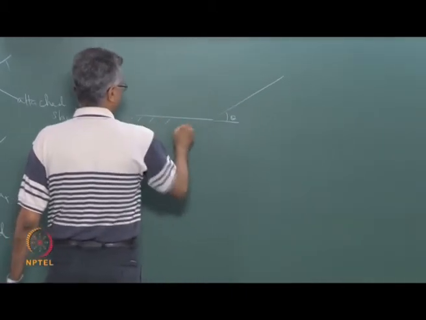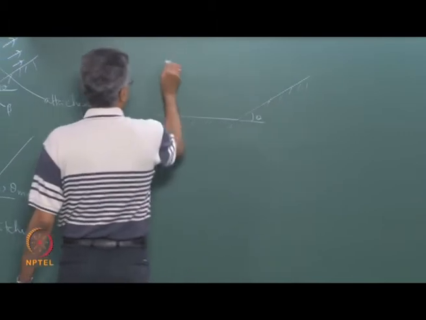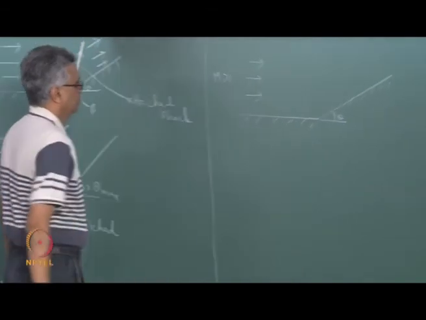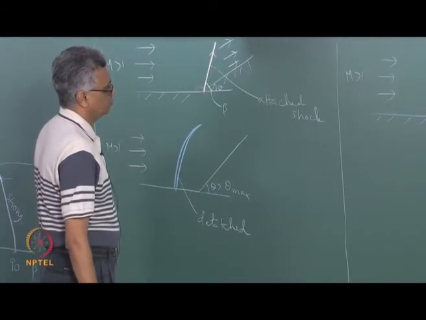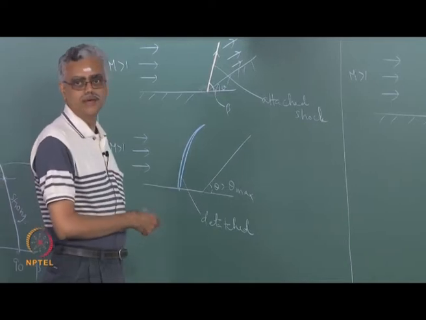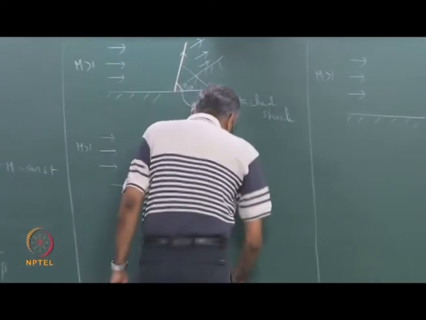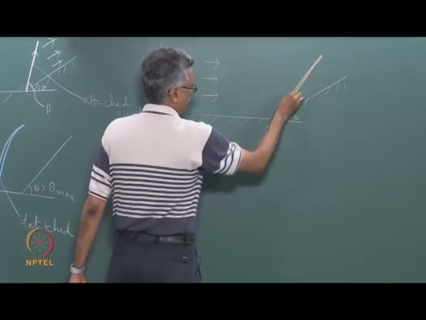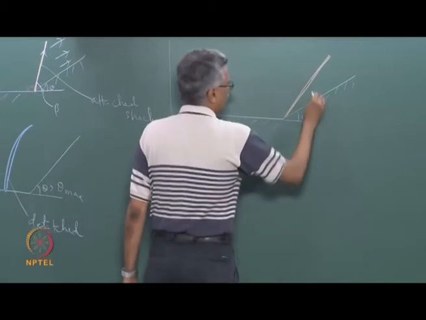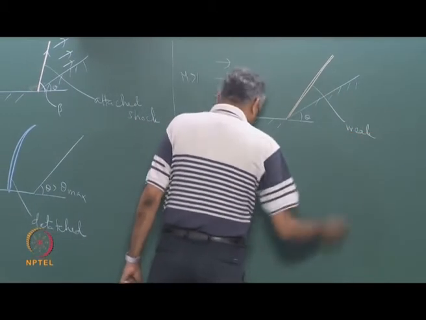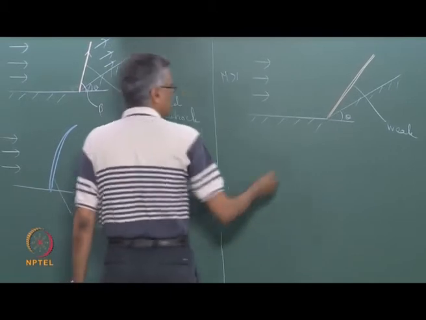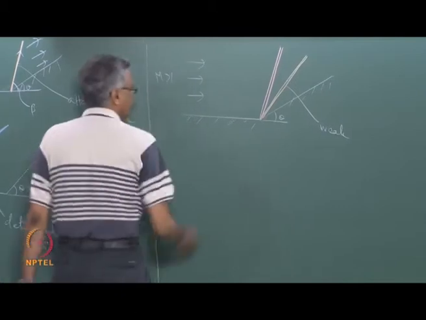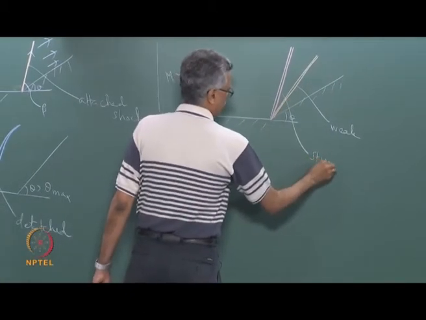if this is my theta, and for a given value of M, the weak shock solution has a smaller value of wave angle compared to the strong shock solution. So the weak shock solution would look something like this, right. So this is the weak shock solution, and the strong shock solution would look something like this. So that is the strong shock solution.